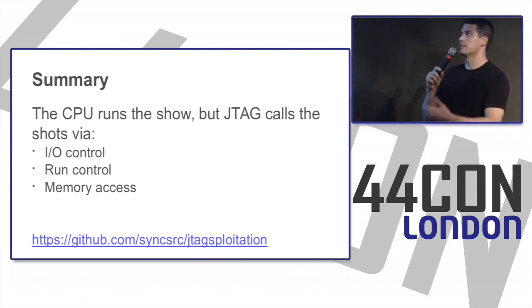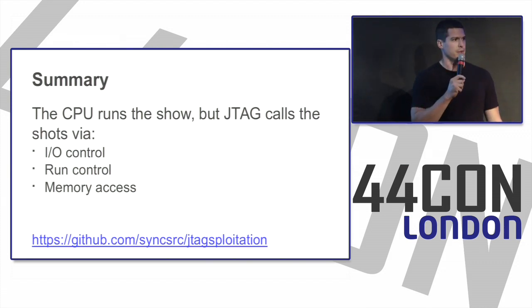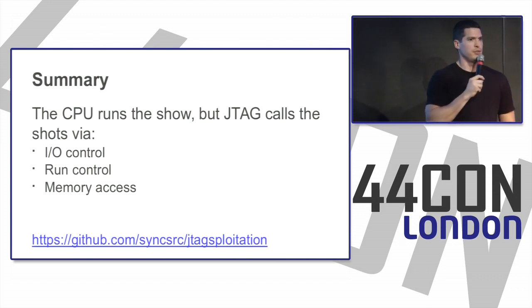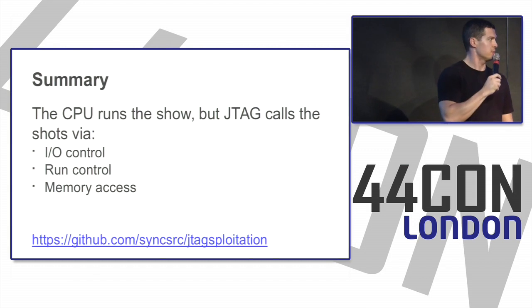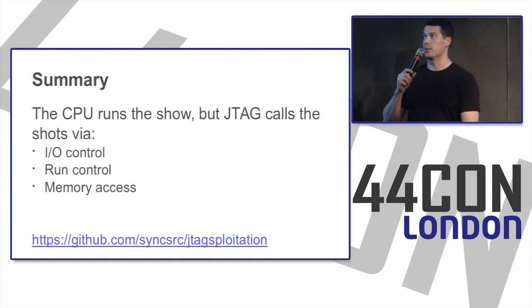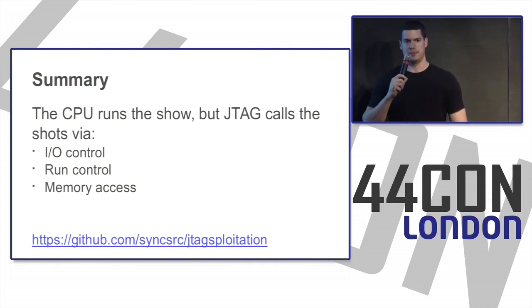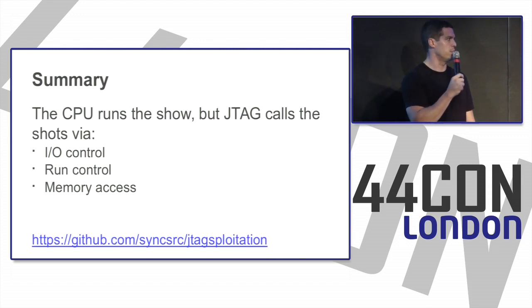So the summary is really, the CPU is running software, but if you own the CPU, software doesn't really stand a chance. And JTAG can, because we can go in, we have access to I/O, we have access to the instructions you're executing, we have access to memory and register contents. If we have JTAG, we have root.